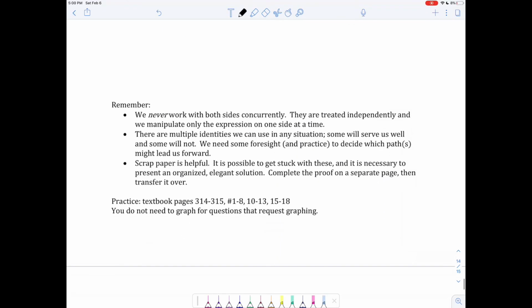So just remember, we will never work with both sides at the same time, so they're treated independently. We have the left side, we have the right side, things don't transfer over. And there is a ton of identities we can use at any time. And we need some practice and maybe some foresight, following some ideas that we get from a sense of having done these before to help us decide which way to go forward. And scrap paper is super helpful. You might get stuck, you might be erasing 400 times. You might find the right way to go first try, who knows? But I would say complete the proof on a separate page and then transfer it over.